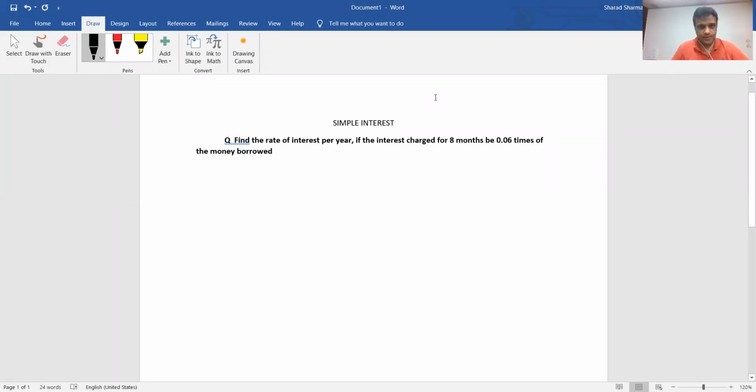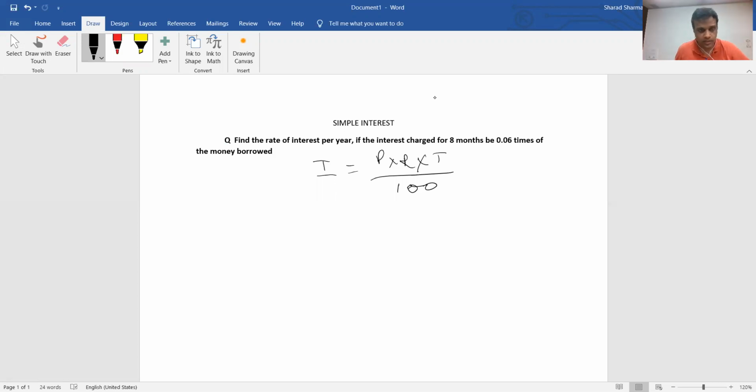Hi students. So in the last video, we had discussed simple interest and how we calculate it. We had discussed the formula, which is I is equal to P into R into T upon 100. This is the formula for interest. How do we calculate the interest? Principal into rate into time upon 100. And in the last video, we had also discussed how this formula was derived. So I would request you to go back to the video and see exactly how this formula is derived.